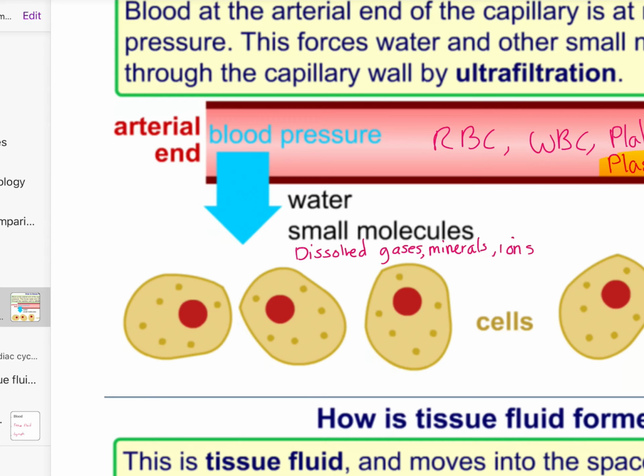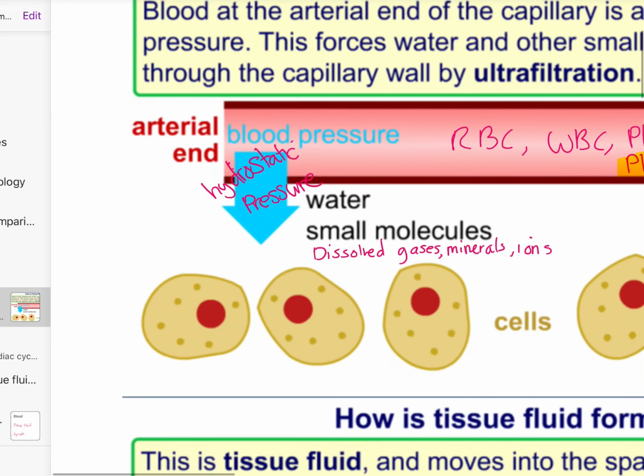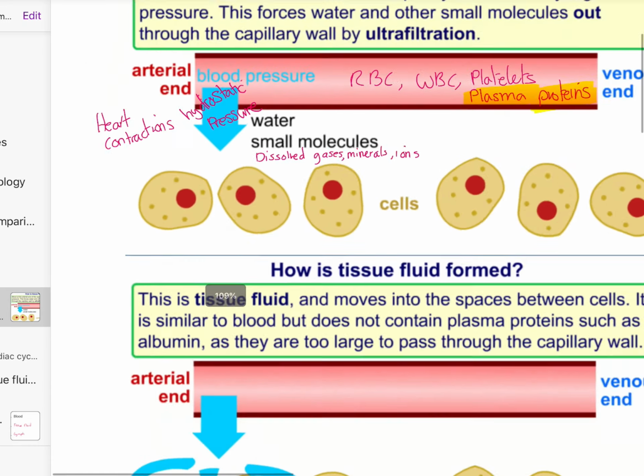As I mentioned, other sheets do often use different terms, such as here it uses blood pressure. OCR, as I said, are really keen on using hydrostatic pressure instead, so feel free to correct that on your diagram as well. This high pressure from the arterial end all just comes from heart contractions.